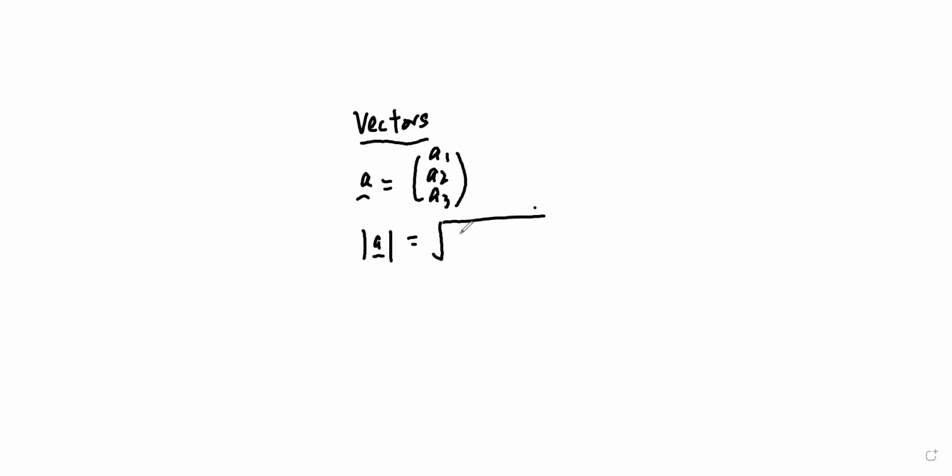Today I'll be covering the concepts on vectors at JC level. So for vectors, basically you have a vector A equals to A1, A2, A3. The modulus of A, the magnitude of a vector, will be equals to the square root of A1 square plus A2 square plus A3 square. So that's concept number one.